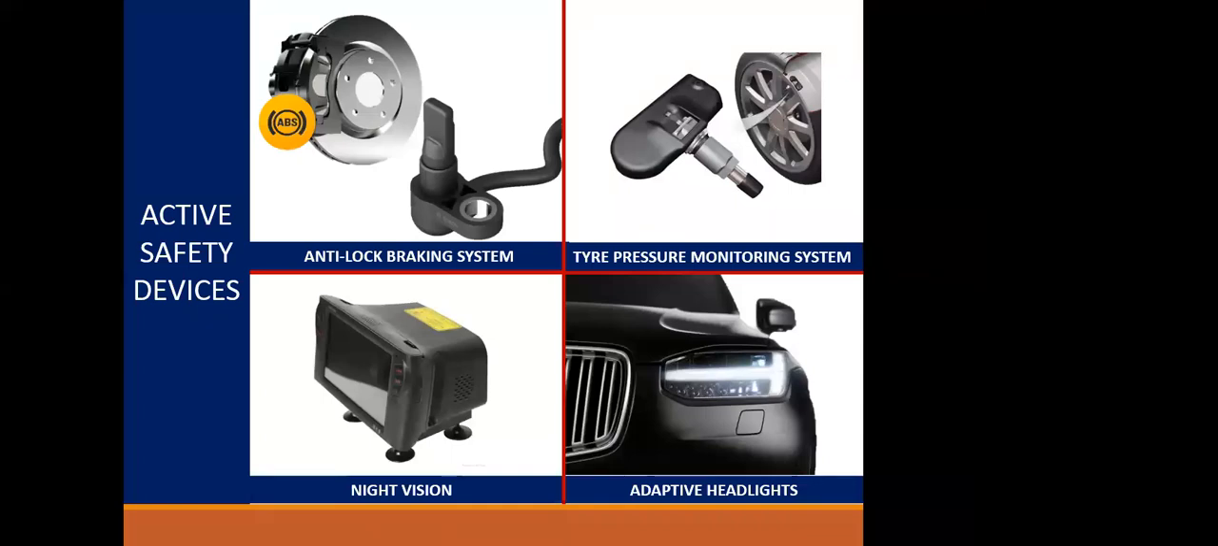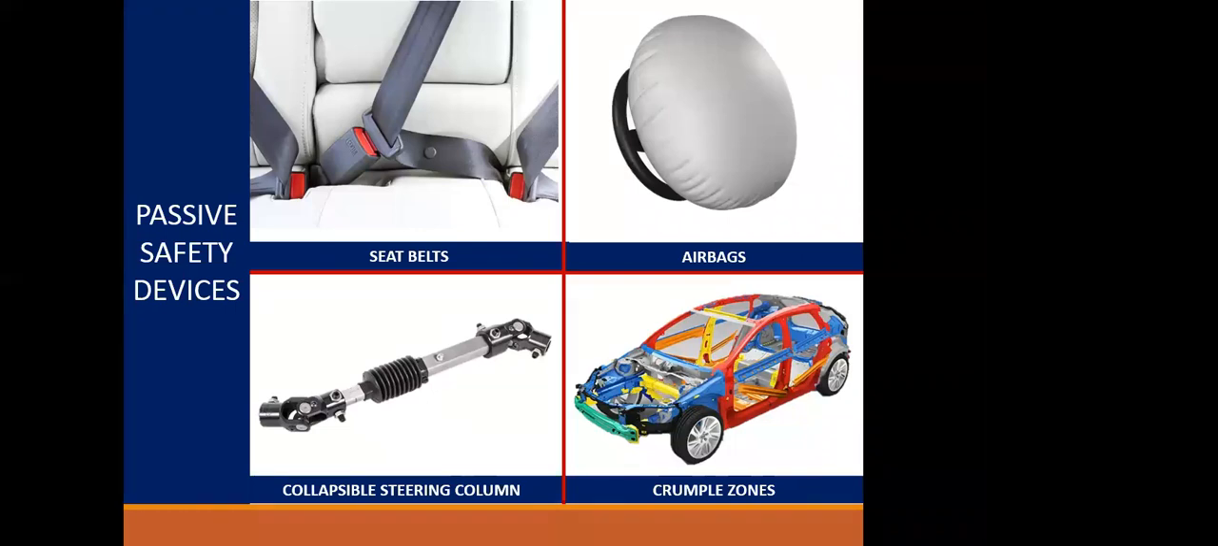Right? And here are some of the examples for your passive safety devices. These are your seat belts, your safety belts, airbags, collapsible steering column, and crumple zones of the vehicle. So these are all the passive devices available in your vehicle. Got it? So for example, we will see one example here. How your seat belts come under the passive category.